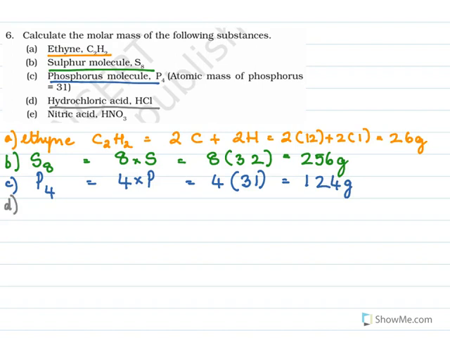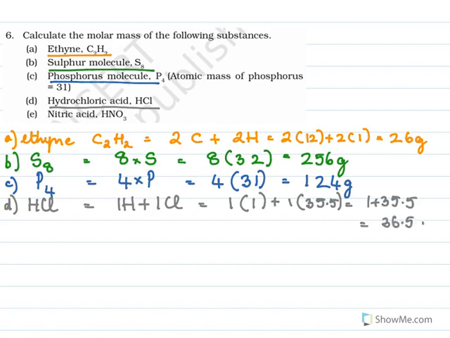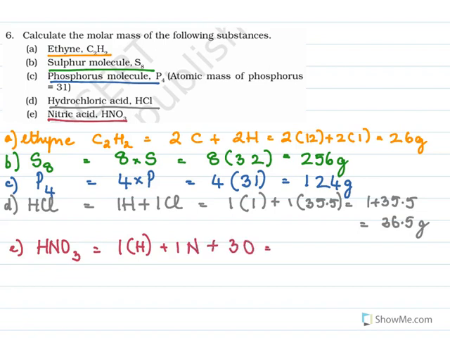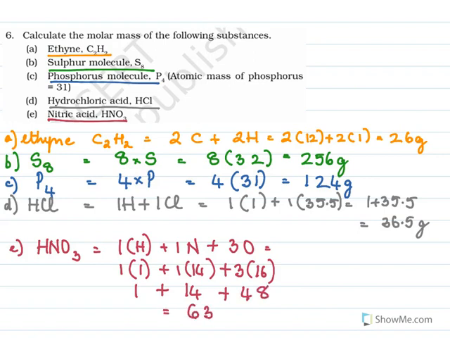Next is hydrochloric acid. Now hydrochloric acid is HCl, 1 hydrogen plus 1 chlorine. So 1 hydrogen is 1, chlorine is 35.5. So 1 plus 35.5, that is 36.5 gram. Next we get on to nitric acid. So nitric acid is HNO3. It is made up of 1 hydrogen, 1 nitrogen and 3 oxygen. So 1 hydrogen, 1 nitrogen we know is 14 and oxygen is 16. So 1 plus 14 plus 3 oxygen 16, these will be given to you. So 14 plus 48, this works as 63 gram.